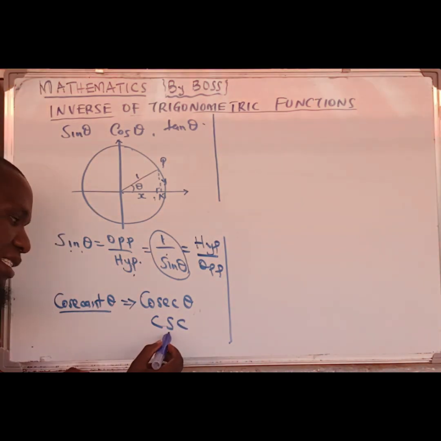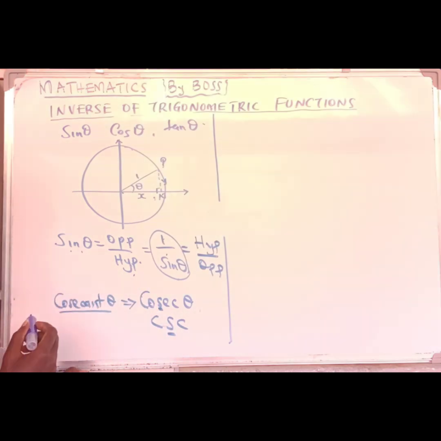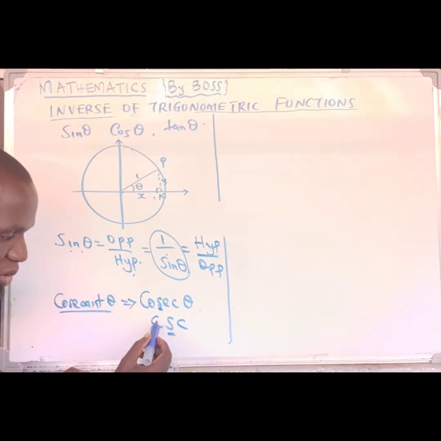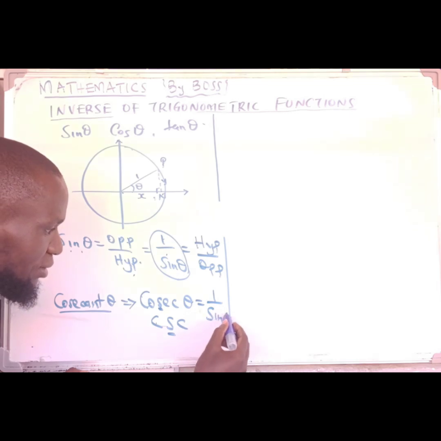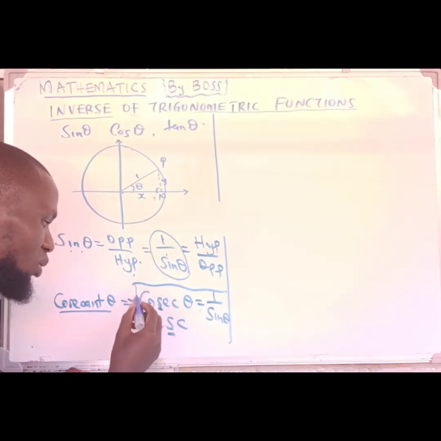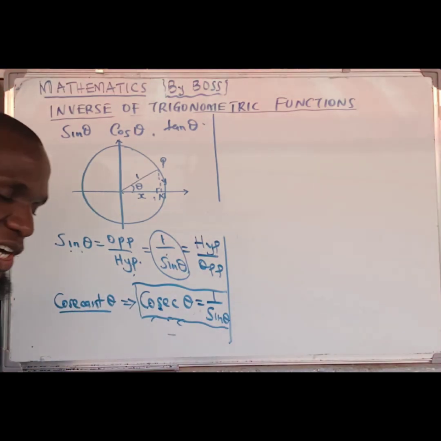The key letter here is S, the third letter here, S. S stands for sine. So cosec theta is equal to 1 over sine theta. That's one of the things I want us to know. That is the first inverse of the trigonometric function of sine.